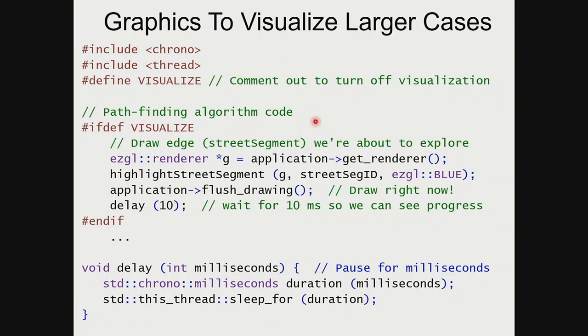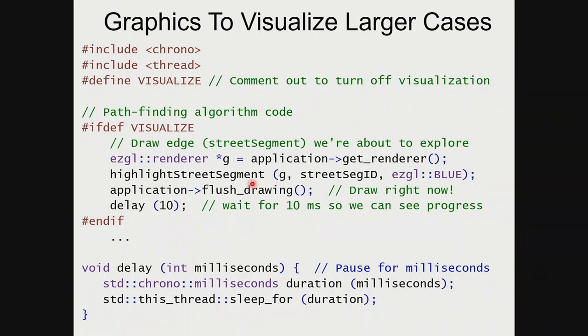So again, we're trying to animate. This is a small code that you can take as is and try to run it. I'm not going to go into the details, but basically we're trying to animate the path that we're searching while the algorithm is running, right? So we highlight the next street segment that we're going to visit with some color. In this case, it's blue.